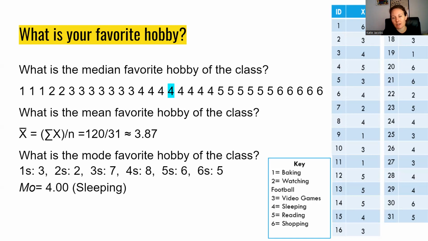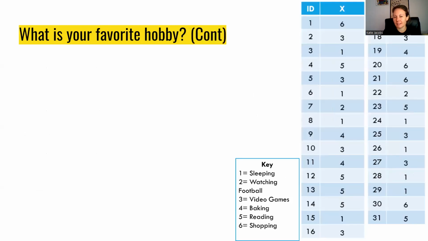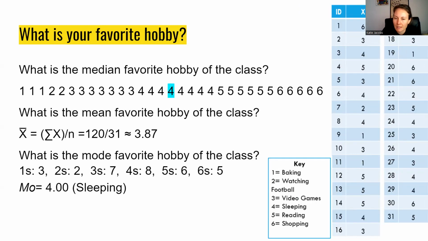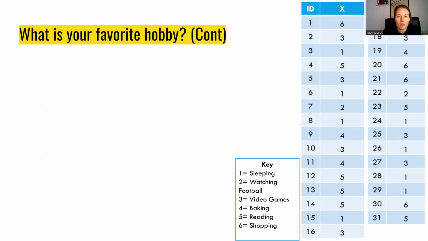And so I could actually go and switch that key up and keep the data set exactly the same. Here we saw that the median favorite hobby was sleeping, that the mean favorite hobby was somewhere in between video games and sleeping, and then the mode was sleeping, right? But I could mix that up, and this is the exact same data set. The only thing that I did different was mess that key up. So if you see here 1 equals sleeping, on the previous key it was 1 equals baking.